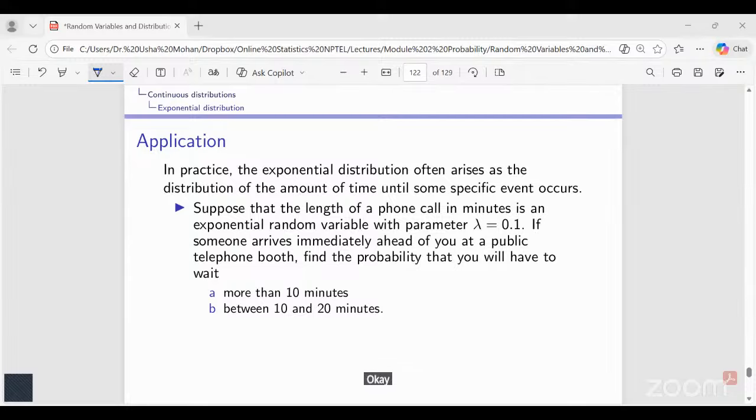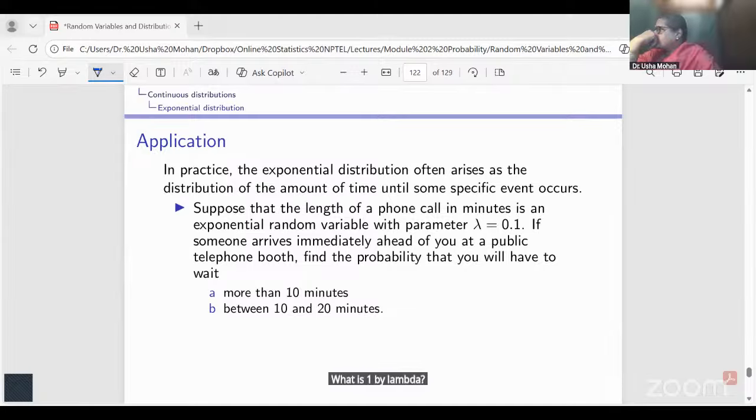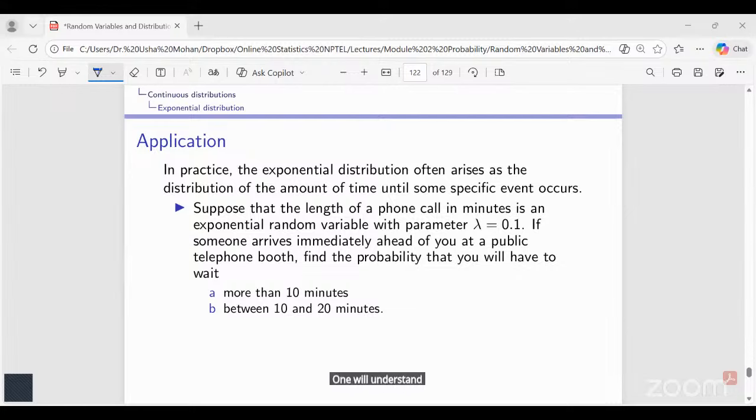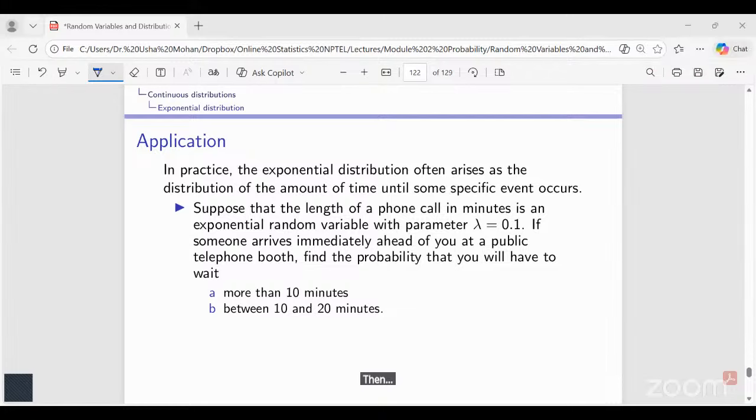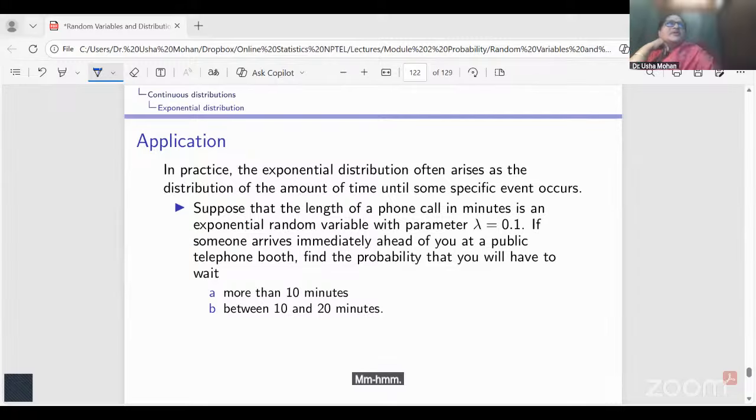So what do I mean? How would I calculate the expectation? What is the expectation then? 1 by lambda. What is 1 by lambda? 10 minutes. 1 by lambda is 10. Then how would you go about it? The mean length, the average length of a phone call is 10 minutes. Is that how we do it?